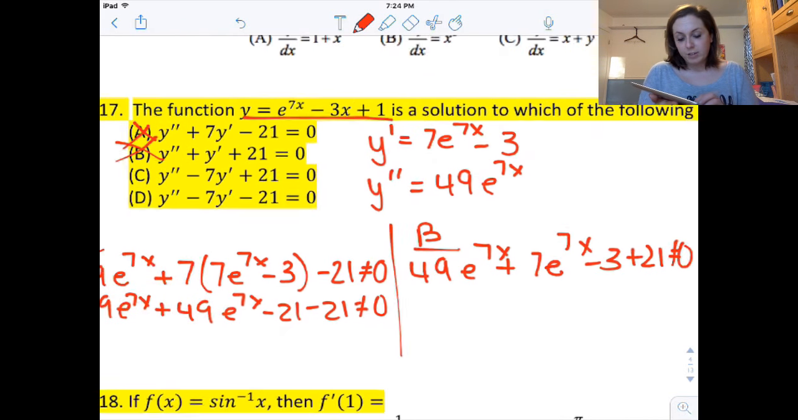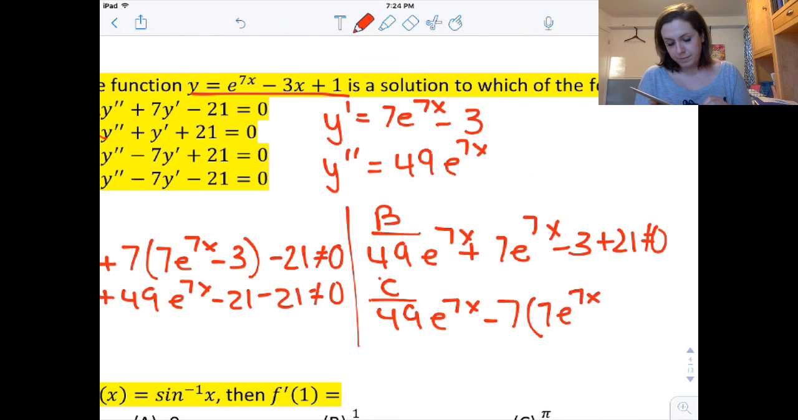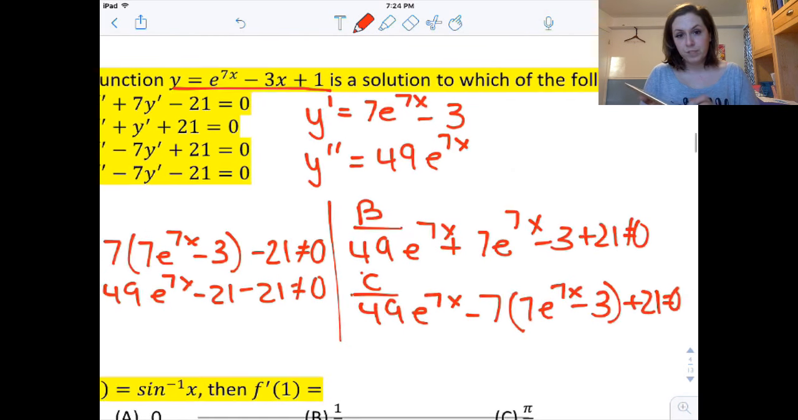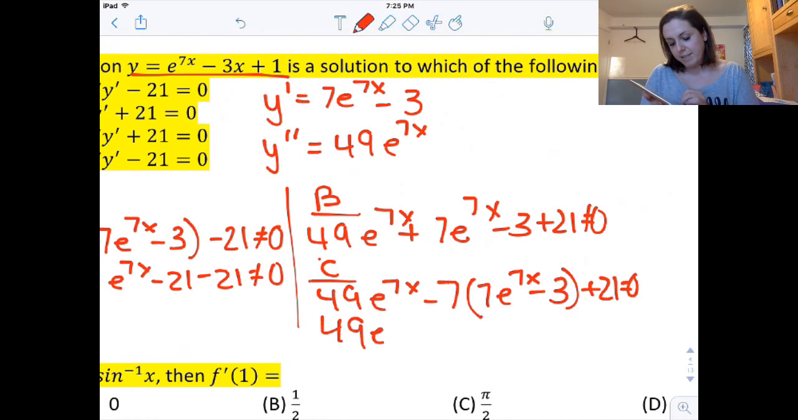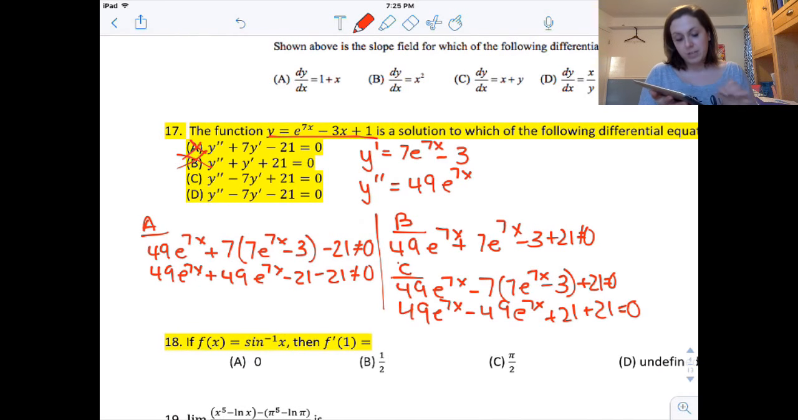Let's try C. Y double prime minus 7y prime plus 21 equals 0. Let's see if that works. 49e to the 7x minus 49e to the 7x. That's great because those cancel, right? Plus 21, that's no bueno. Those don't cancel. So it's not that. So you know what it's got to be? It's got to be D. And D would fix our problem from this one, which is that the two 21s combined. In D, that wouldn't happen because it's minus 21.